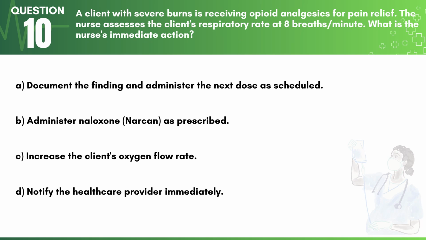Question 10. A client with severe burns is receiving opioid analgesics for pain relief. The nurse assesses the client's respiratory rate at 8 breaths/minute. What is the nurse's immediate action? A. Document the finding and administer the next dose as scheduled. B. Administer naloxone, Narcan, as prescribed. C. Increase the client's oxygen flow rate. D. Notify the healthcare provider immediately.